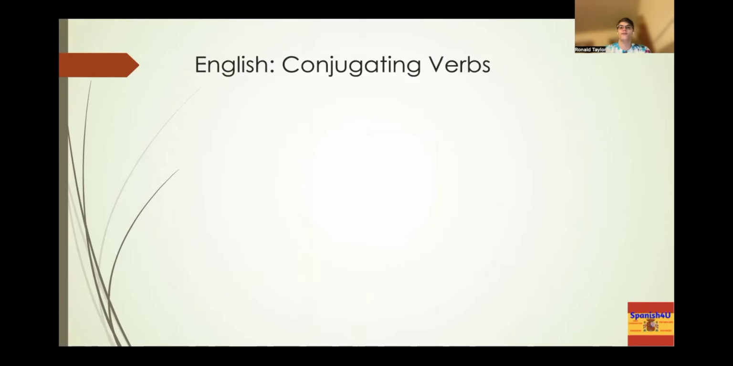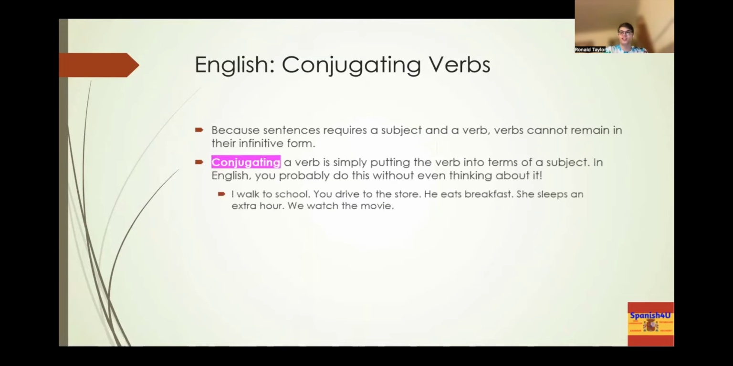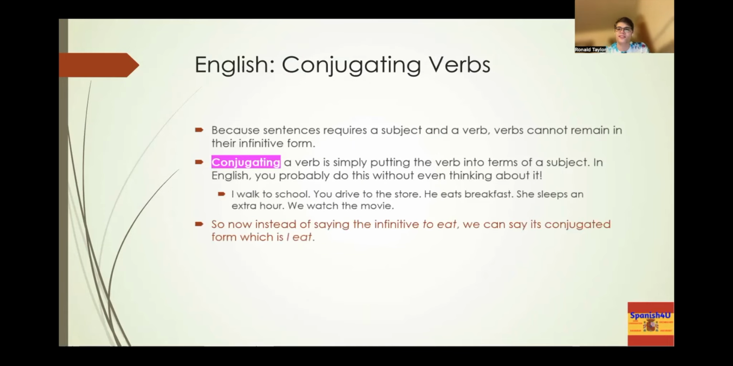Okay, so now we're going to take a look at our example in English on what conjugating a verb means. So when we talk about conjugating, we're really talking about changing the verb and giving it a subject. So instead of saying to eat, we're going to say I eat or you eat. Like I walk to school, you drive to the store, he eats breakfast, I talk in class, that kind of thing. Just regular English stuff.